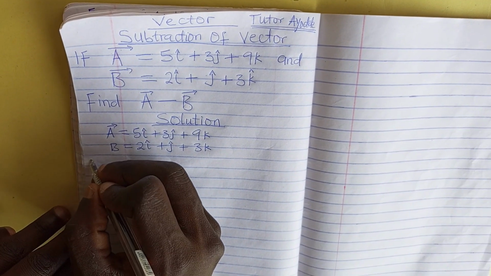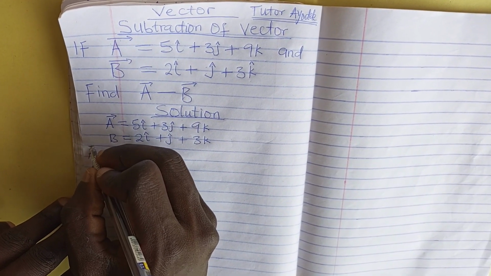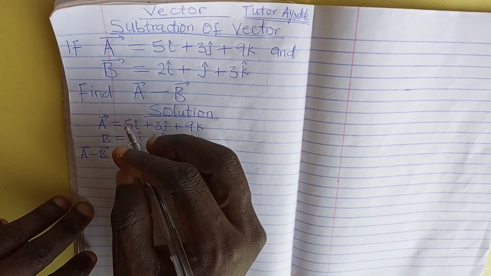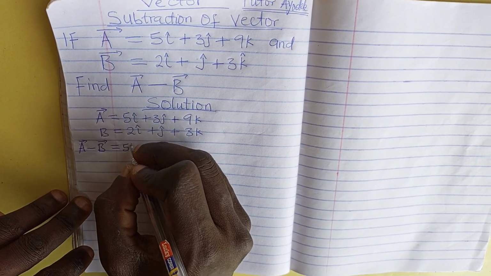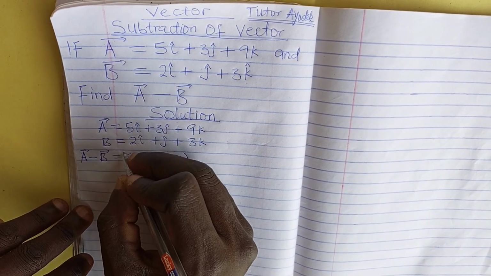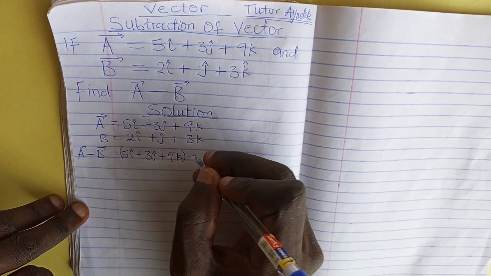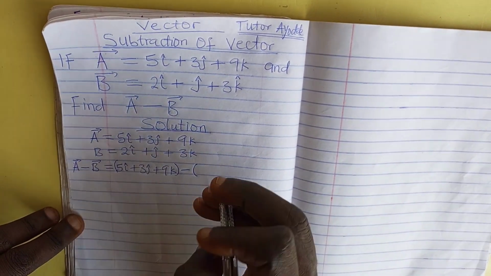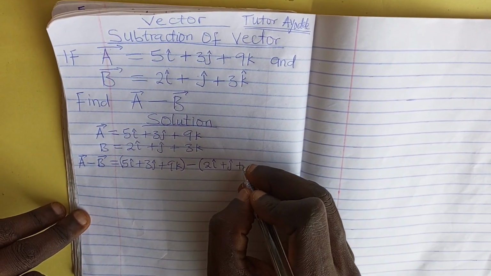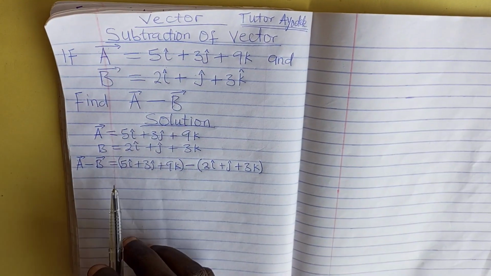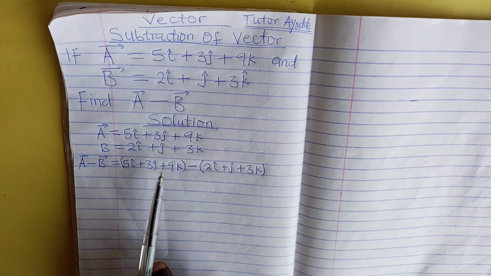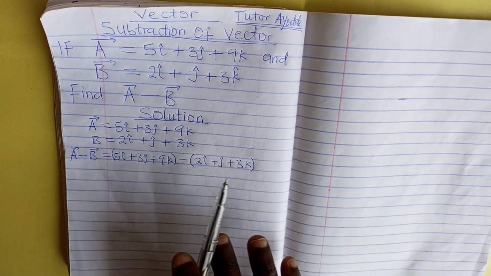Now, vector A minus vector B will be equal to, so which one is vector A? This. So we have 5i plus 3j plus 9k. That is vector A. That is vector A minus vector B. And vector B is this, which is 2i plus j plus 3k. Now, in addition or subtraction of vectors, you will do i and i separate, j and j separate, and k separate.